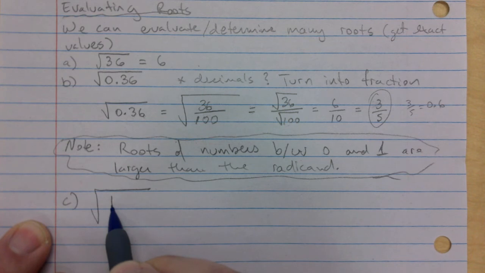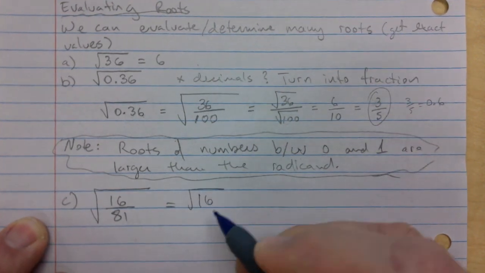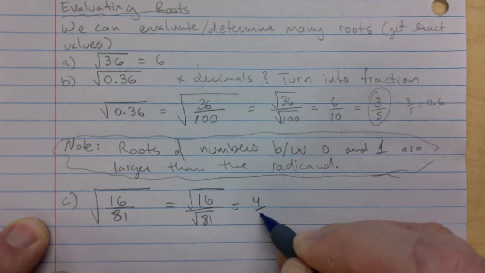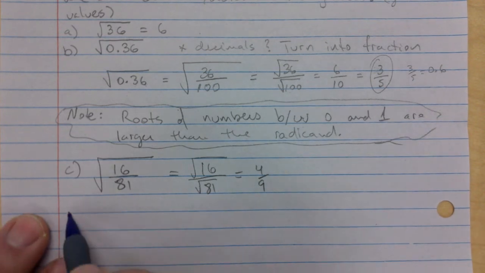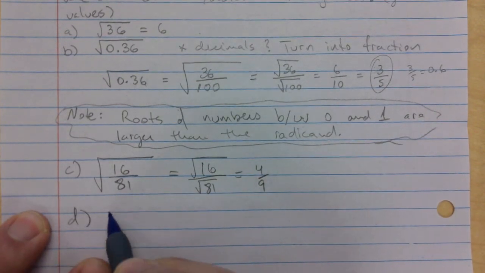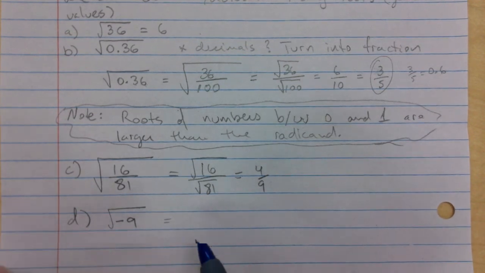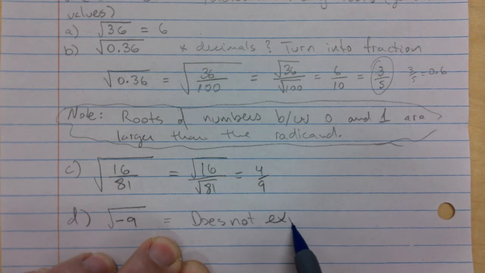So you have 16 over 81. That would just be the square root of 16 over the square root of 81, which is 4 over 9. And that you can't take any further. The square root of a negative 9 does not exist. Can't be done.